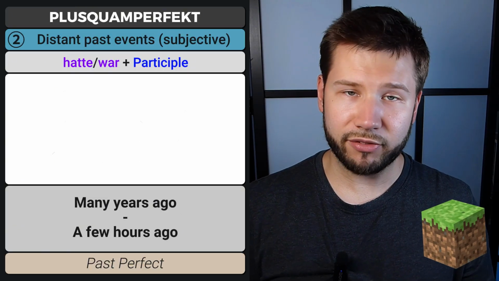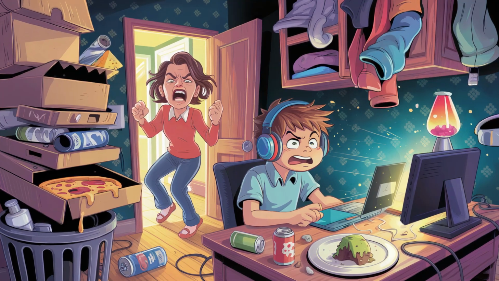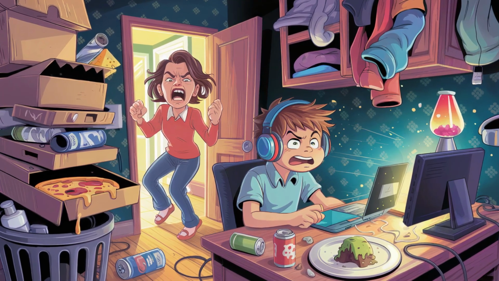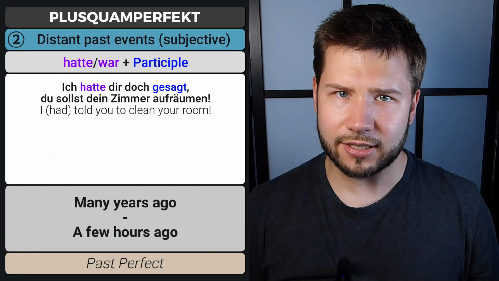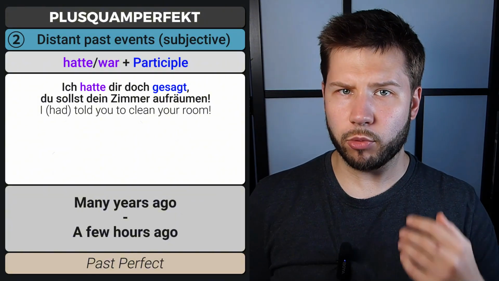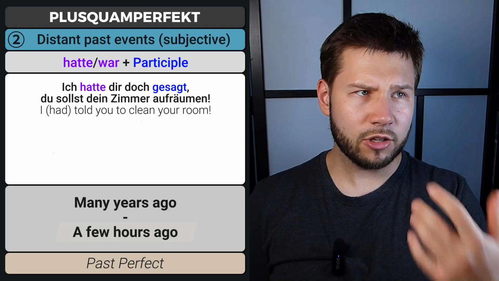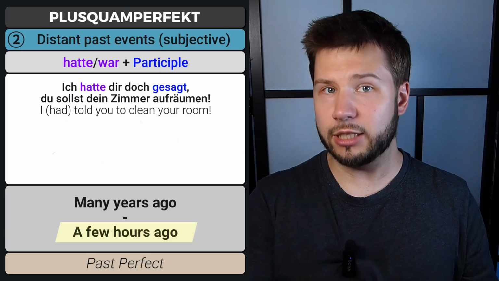Now, obviously, Minecraft had just released and I had way better things to do. When she came back and saw the mess, she was obviously angry and might have said something like, Ich hatte dir doch gesagt, du sollst dein Zimmer aufräumen. I had told you to clean your room. As you can clearly see from the word hatte, this is Plusquamperfekt, and here it was used to convey the fact that 2 or 3 hours was more than enough time to clean my room.